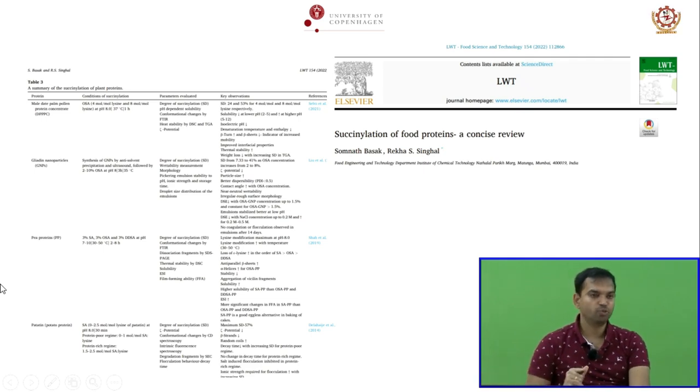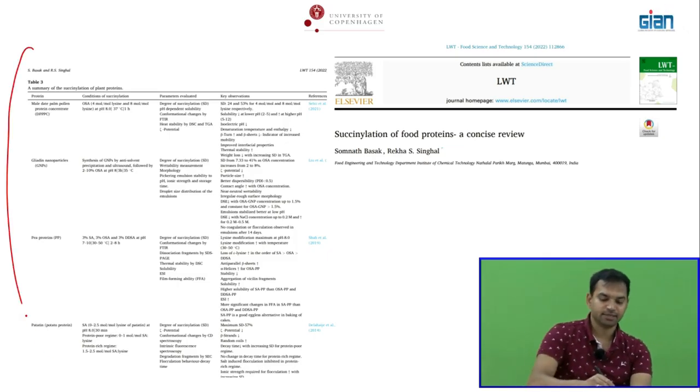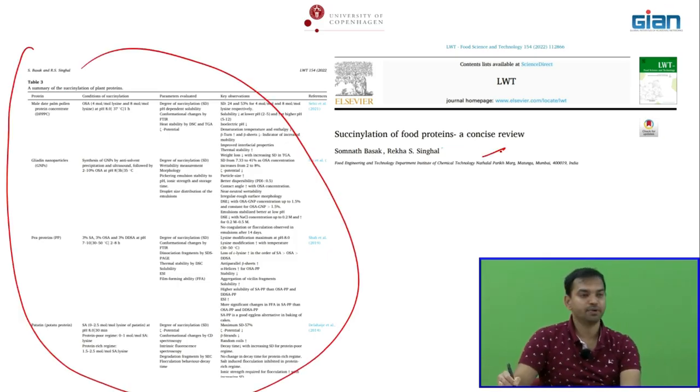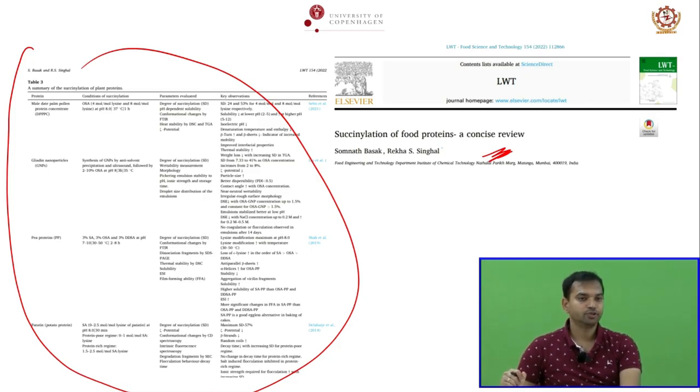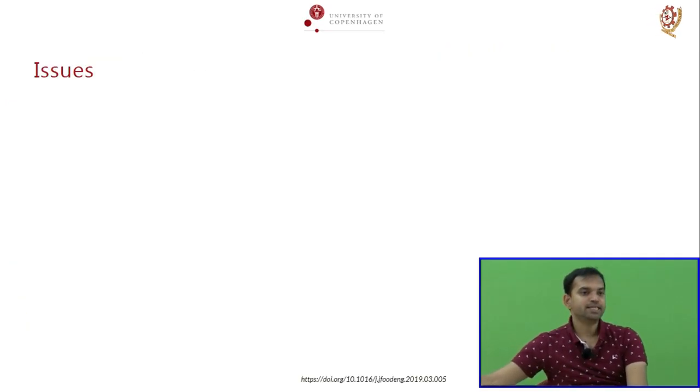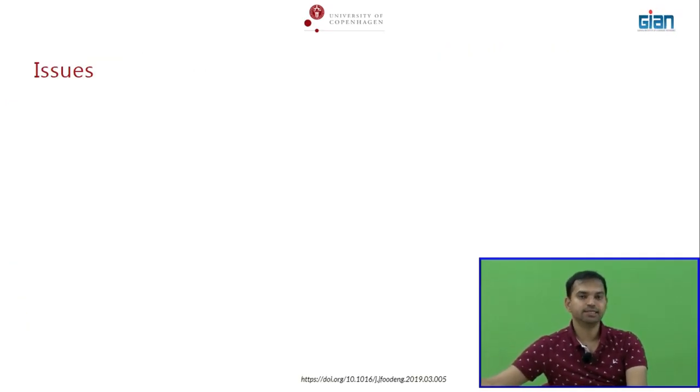I don't want to teach so much about acetylation, just to let you know that there's a big table in this particular paper. If you read it, they show all the plant proteins, how they have been succinylated or acetylated to change the functional properties. You are welcome to read this paper. So the take-home message is that succinylation can be used to modify proteins to change the surface properties.